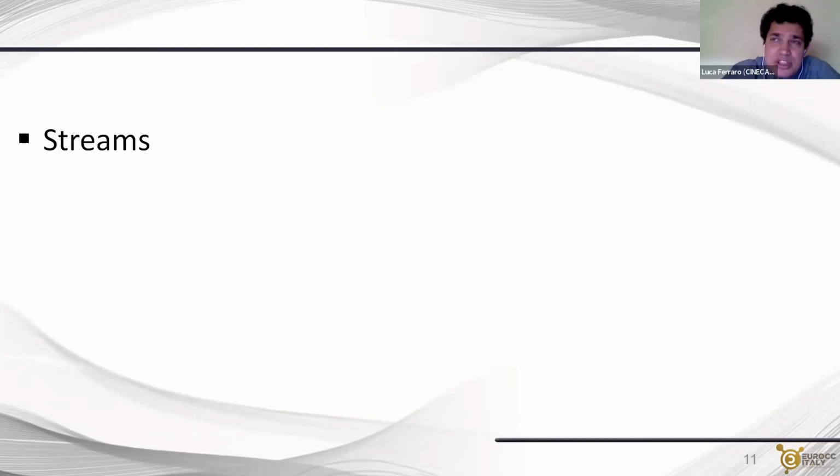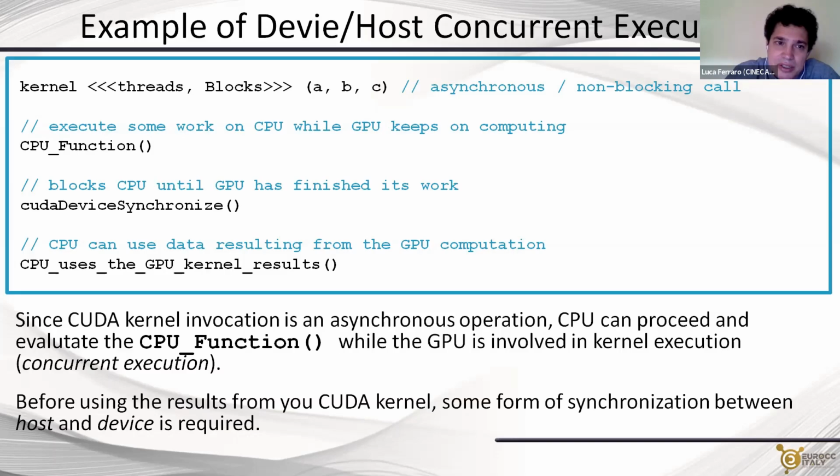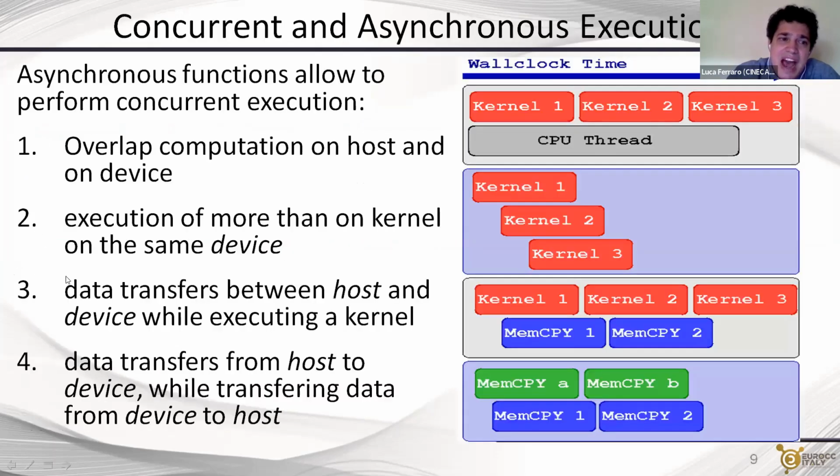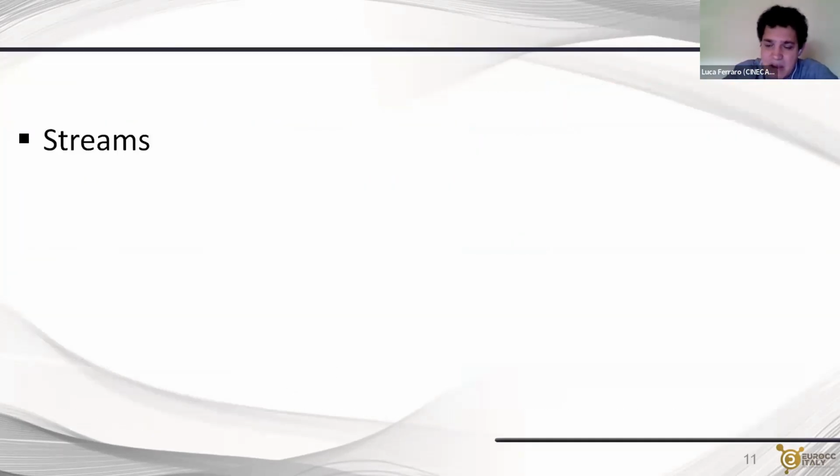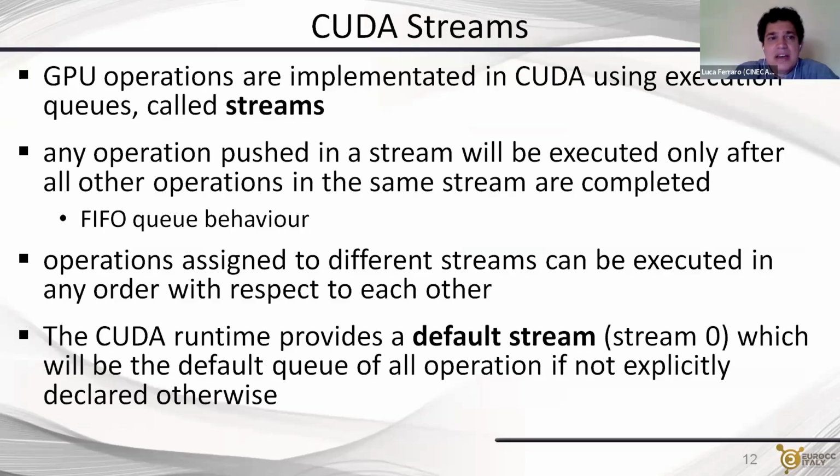Now we have seen how we can overlap computation on host and device, but in order to overlap kernels, or overlap kernels with the data movement, we have to talk about streams. What are streams?